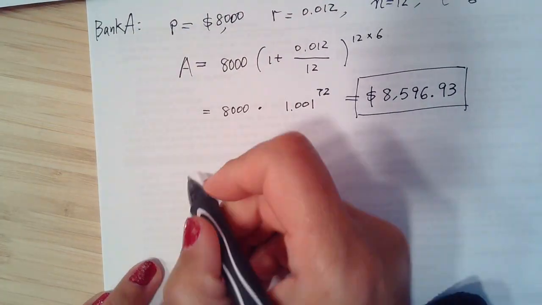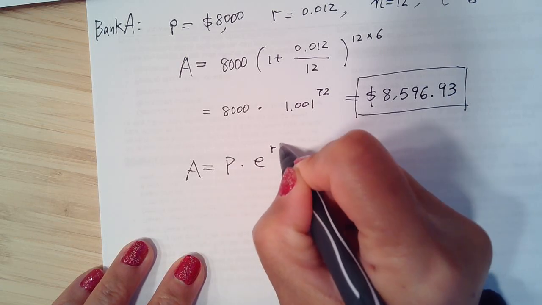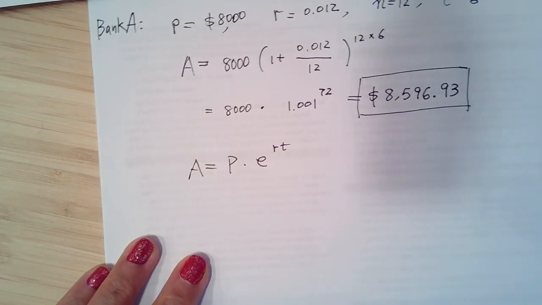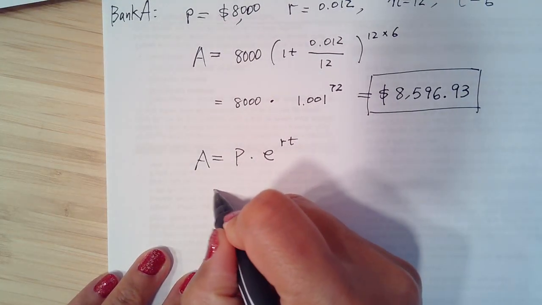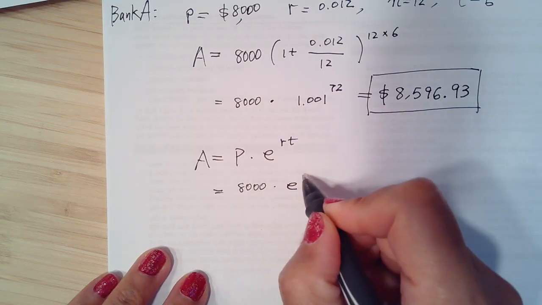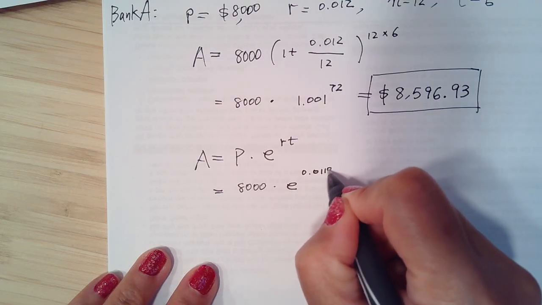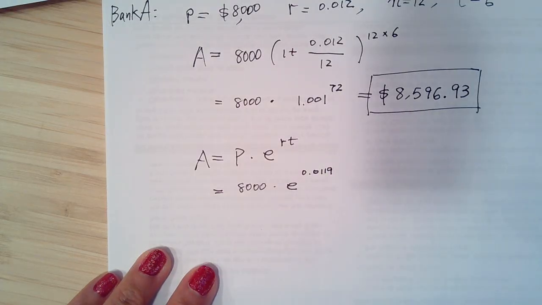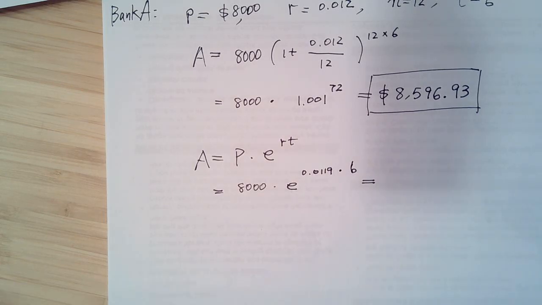Now, for compounding continuously, there's another formula. A equals P times e to the power of rt. You might want to take a little note. This is for compounding continuously. $8,000 again times e to the power of, for bank B, 0.0119, because it's 1.19%, and then times how many years? 6 years.